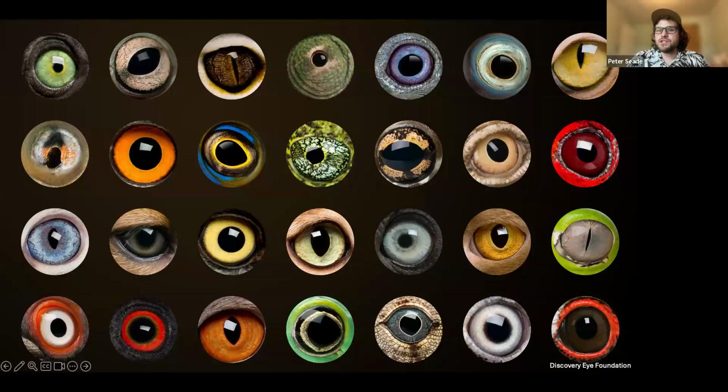So the diversity of visual systems across the tree of life is really quite astounding, as you can see from all these different eyes. Visual systems are critical for survival because they allow organisms to detect predators, identify mates, and locate food. So understanding the visual system is really important and informative for understanding how species evolve.